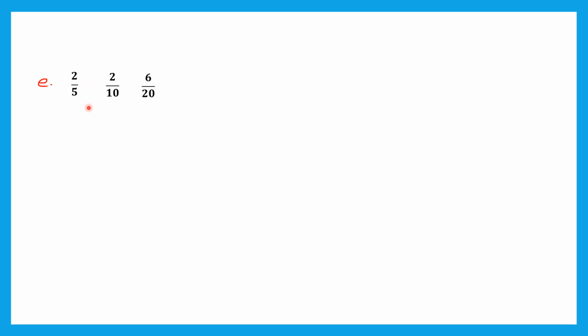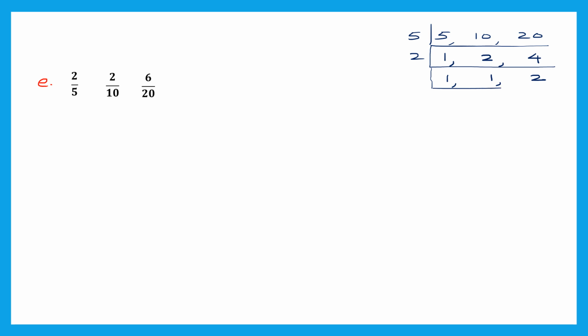Question E. 2 by 5, 2 by 10, 6 by 20. They're all unlike fractions. So once again, let's find the LCM of these numbers. That is the denominators. So 5, 10 and 20. So let's use 5. 5 ones are 5. 5 twos are 10. 5 fours are 20. Now let's continue. And this time we're going to use 2. Bring down 1. 2 ones are 2, 2 twos are 4. We can continue to use 2. So let's use 2, 1, 1 and 2 ones are 2. We are finished. Now let's find the LCM by multiplying the divisors. 5 into 2 into 2.